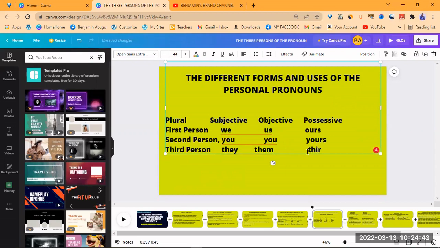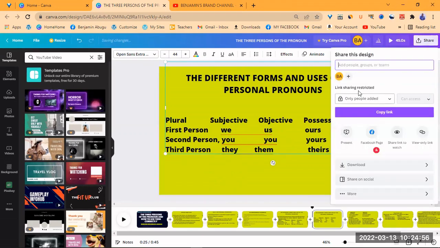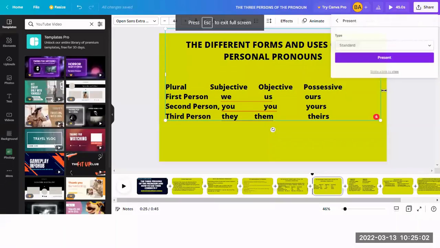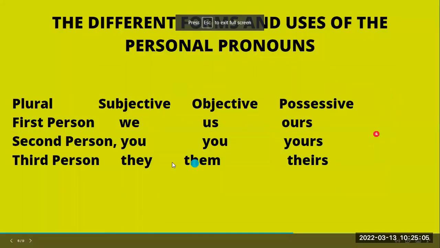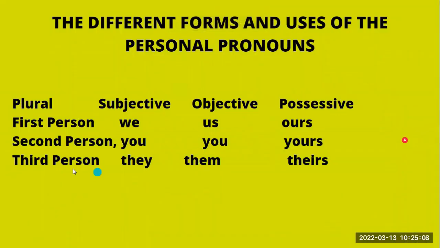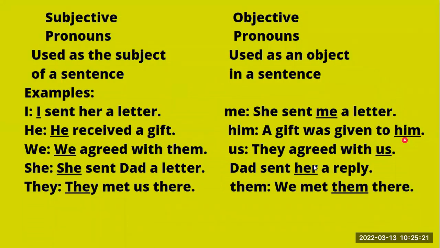So we can see here the third person possessive plural is theirs, all right? So let me highlight this so you can see it quite clearly. Okay, so the third person subjective plural is they, the third person objective plural is them, and the third person possessive plural is theirs, all right?